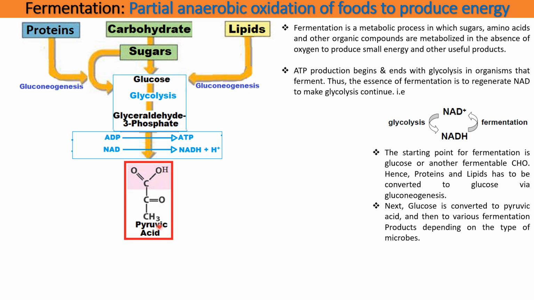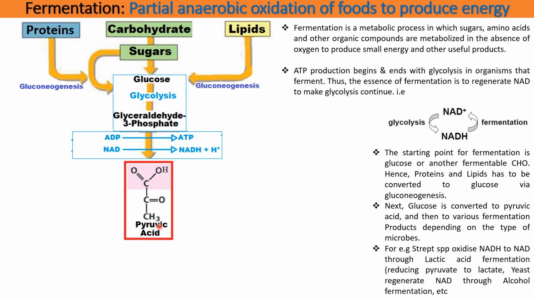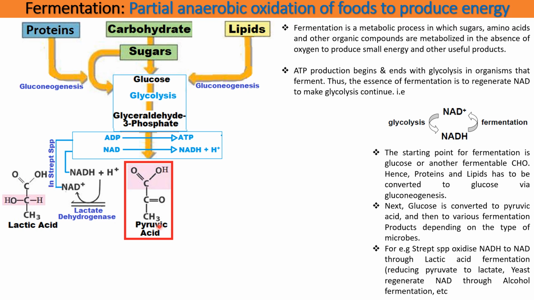For example, Streptococcus species regenerate their NAD by oxidizing NADH to NAD through lactic acid fermentation. In lactic acid fermentation, the NADH produced is used to reduce the pyruvic acid to produce lactic acid. In this process, the NAD has been regenerated, which will go back so that normal glycolysis can continue.